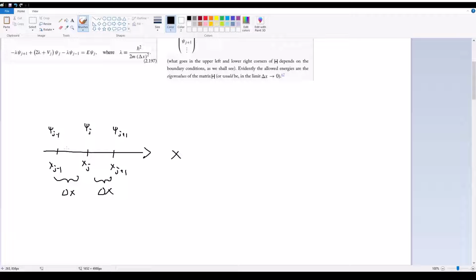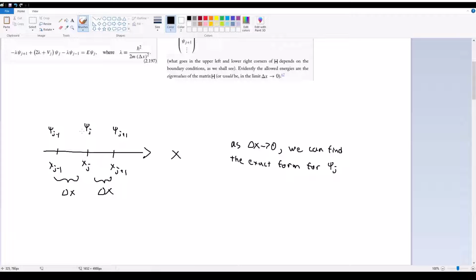And the ultimate idea is that as delta x goes to 0, we can find the exact form for psi j. So basically this is just an approximation of what the wave function actually is, and we're doing it by splitting this into intervals and only considering at each of these interval points instead of the entire wave function as a continuous whole.